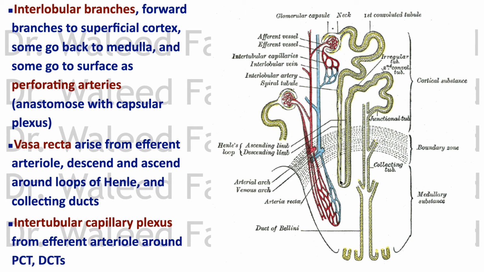So any artery you will see as a cut section in the medulla belongs to the vasa recta that accompanies the loop and the collecting ducts. Don't forget that.